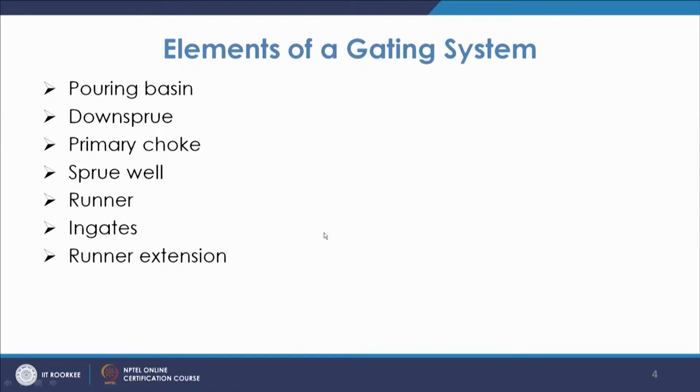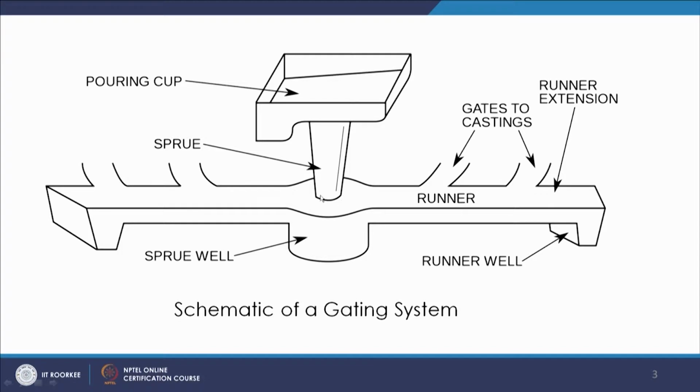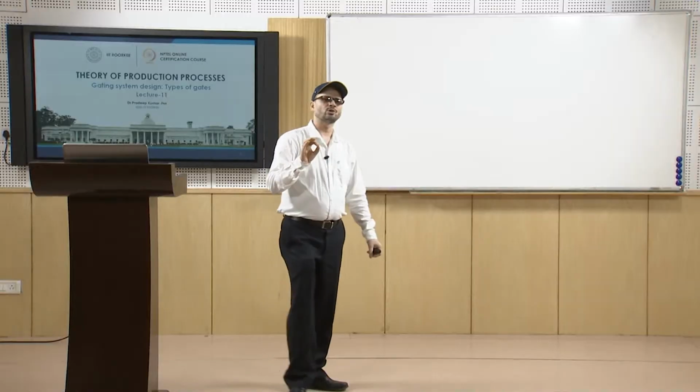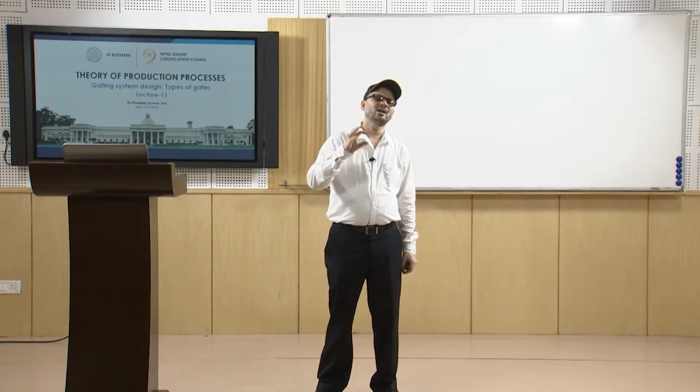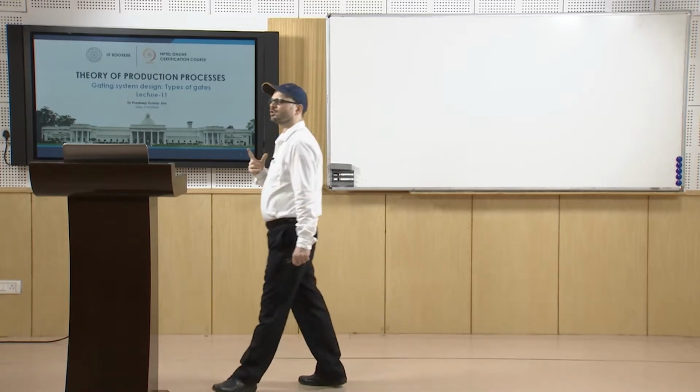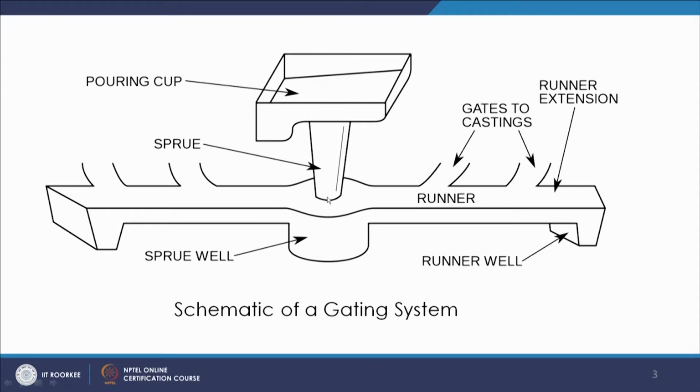So, as we have seen in the picture, these are the elements of a gating system. You have the pouring basin, then the down sprue, then the primary choke. In the gating system, this is the portion where you have the minimum cross section, that is the choke. Choke is the one which controls the flow. Choke is normally positioned at the bottom of the sprue.